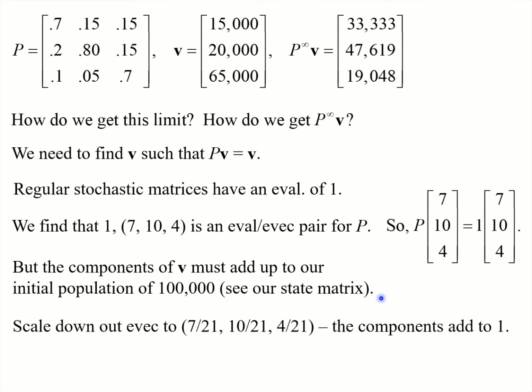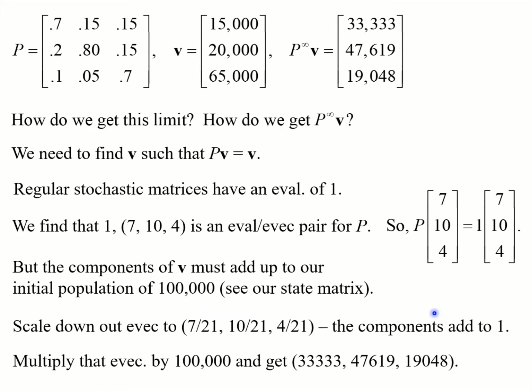So I'm going to scale down the eigenvector by multiplying it by 1 over 21. The components add up to 1, and that might remind you of probabilities as well. Probabilities add up to 1, and then I'm going to do some scalar multiplication by 100,000, and that's how I'm getting the 33,333, and then the other two numbers that you see up there. I did not put the commas on those because I didn't want you to get confused, because this is an ordered triple, and I didn't want to put more commas in there.